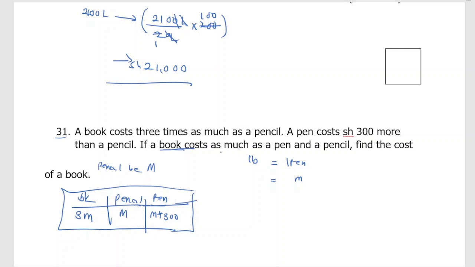If a book costs as much as a pen and a pencil, meaning that when we get a pen and a pencil, when we have 3M plus a pencil which is M, now we are going to get the cost of a pen. Our pen is M plus 300.